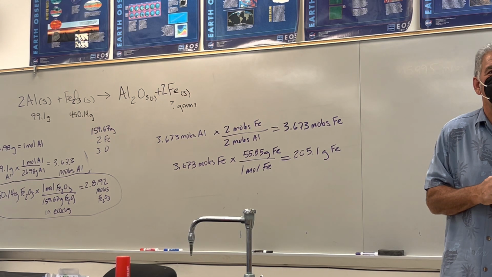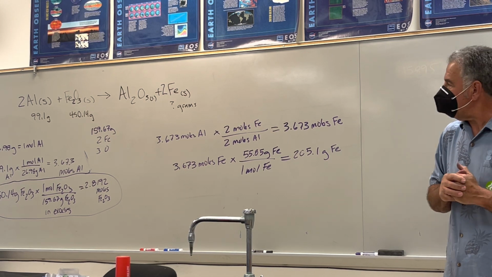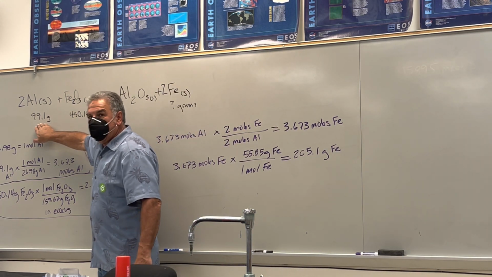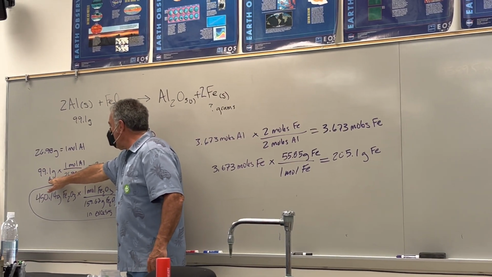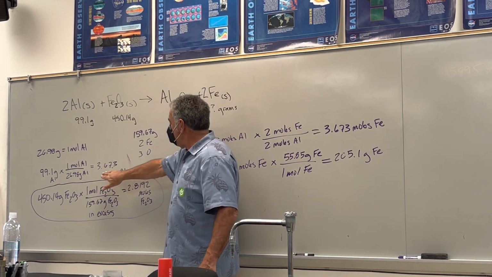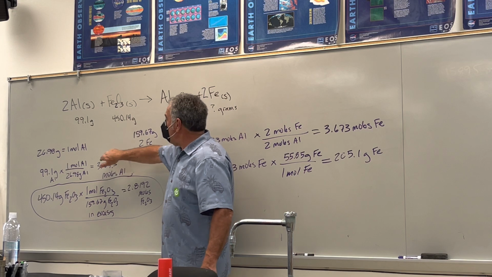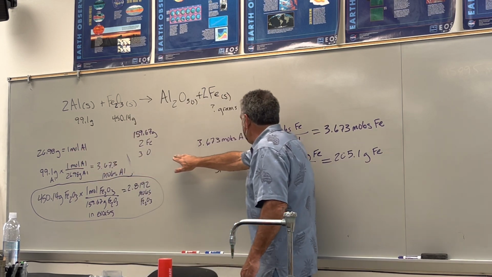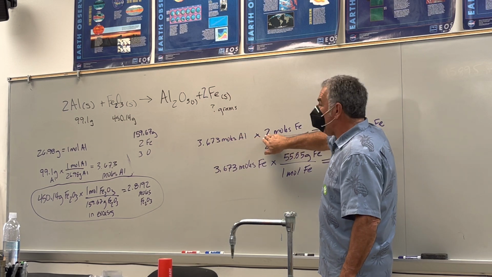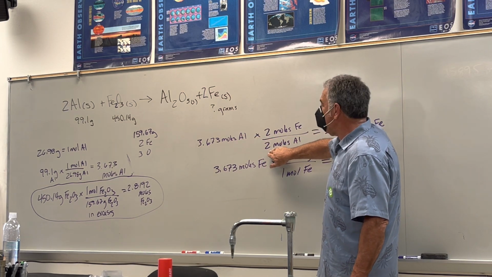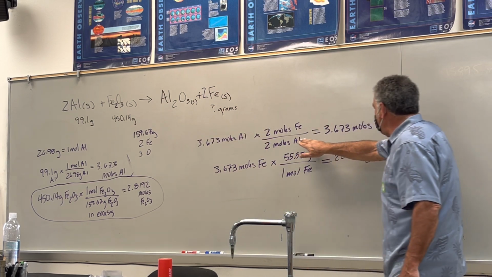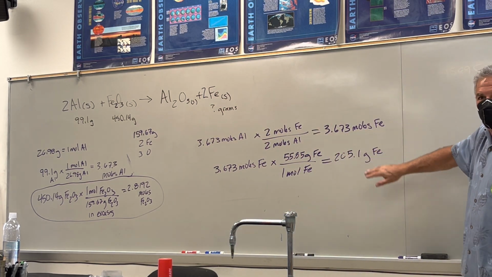Backtracking, how did we get 3.673 moles? We were given 99.1 grams of aluminum, so we converted grams of aluminum using the molar mass of aluminum to get the number of moles of aluminum. Then we use the ratio right here, 2 moles of aluminum to 2 moles of iron, and that gives us 3.673 moles of iron. Okay?